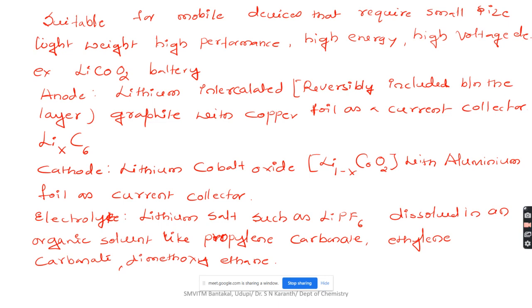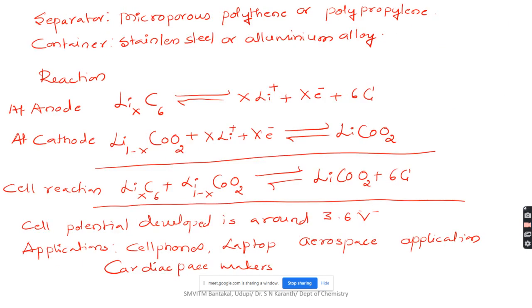And lithium salt is used, dissolved in an organic solvent such as propylene carbonate or ethylene carbonate, etc. Usually stainless steel containers are used. In the reaction taking place in a lithium ion battery, at the anode, lithium carbide, LiXC6, gives rise to X moles of lithium ion with X moles of electrons and 6 moles of carbon. This liberated lithium ion and electrons are consumed by the active material present at the cathode, that is lithium cobalt oxide, forming a stable lithium cobalt oxide.